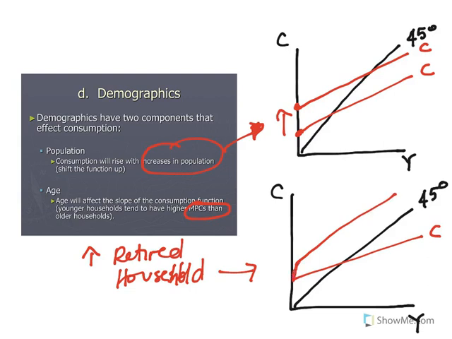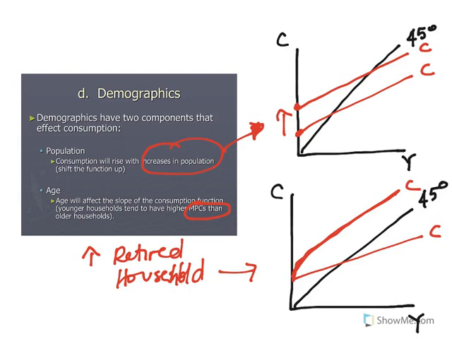In other words, it may stay here, but it gets steeper like so, meaning that you have a higher MPC now because you have a lot more older households in the economy. When they have changes in income, they tend to spend a lot more of it and save a lot less than if you have a demographic that is made up of primarily middle-aged households.